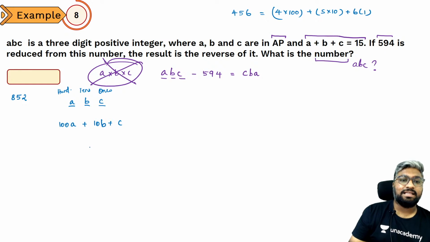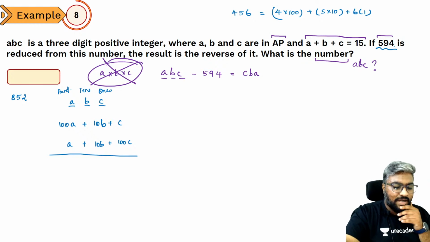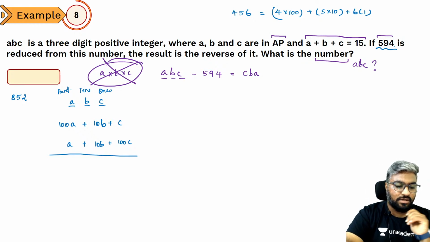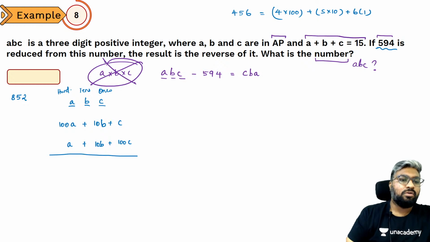And what are they saying, the other number, इसको reverse करने पे CBA मतलब क्या हो जाएगा, 100C plus 10B and 1A. इन दोनों का difference between them is what, 594, है ना. Does this make sense to you guys? यहां तक क्लियर है क्या आप लोगों को? Yes. Now if I subtract this, मेरे को क्या आना चाहिए, 594, है ना.